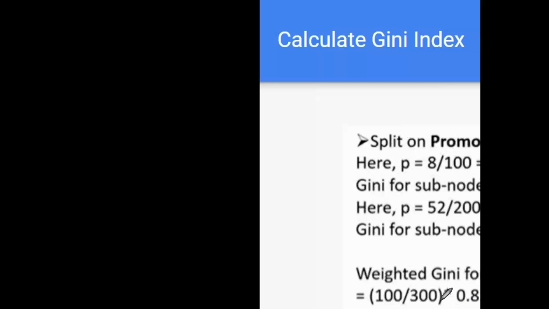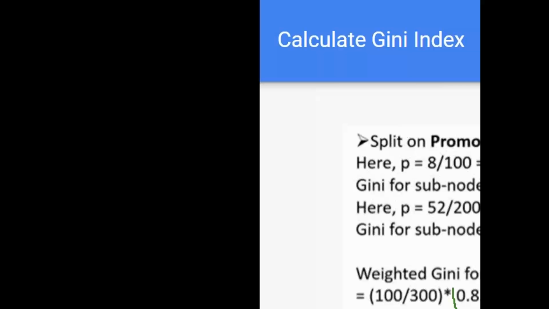We calculate the weighted Gini index: there were 100 of the total employees who got the promotion out of the total, into the Gini index that was calculated, plus 200 people who didn't get the promotion. We calculate the weighted index for them, and this is how we got the Gini index score. The same way we calculate the Gini index for all the other two variables.